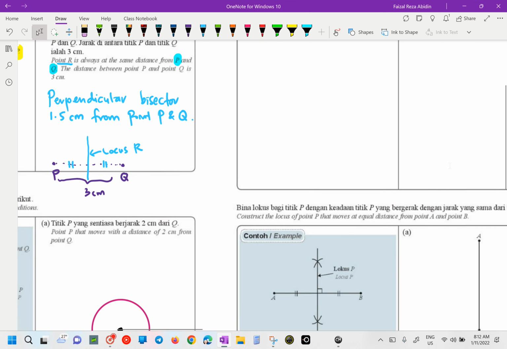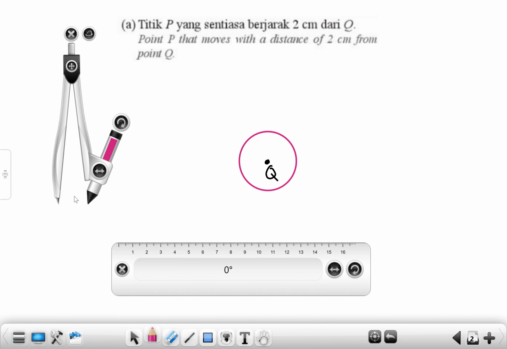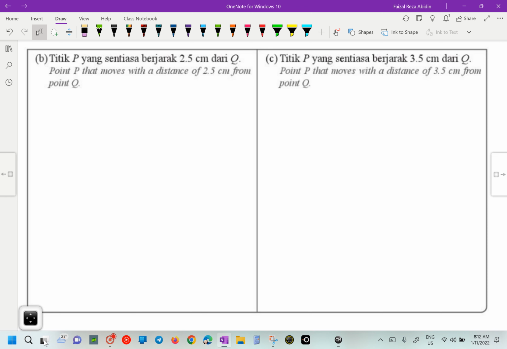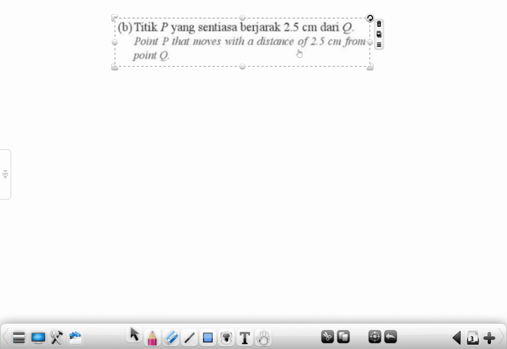Okay, we are going to look at the second one. Please open to our page 118. This one also, we are going to have from 1 point, isn't it? But the distance is going to be different. So first thing first, I'm going to have the question. Paste it back into our Clever Maths there. Just now it was 2 cm, right? So this one is 2.5. So what should I have first, girls? I cannot construct if I don't have the point. So we are going to make a point Q first. Make a point Q, girls.